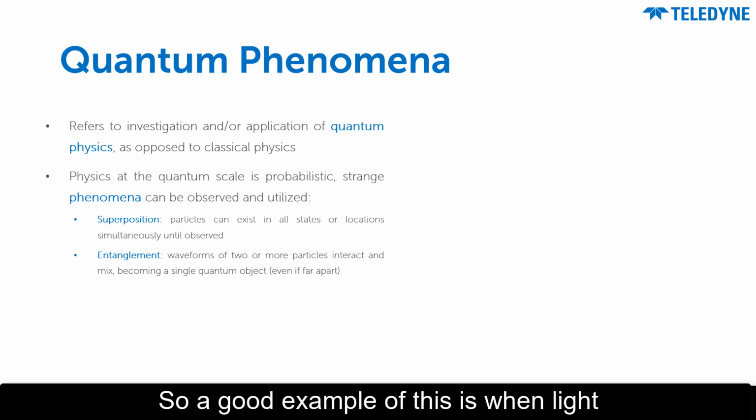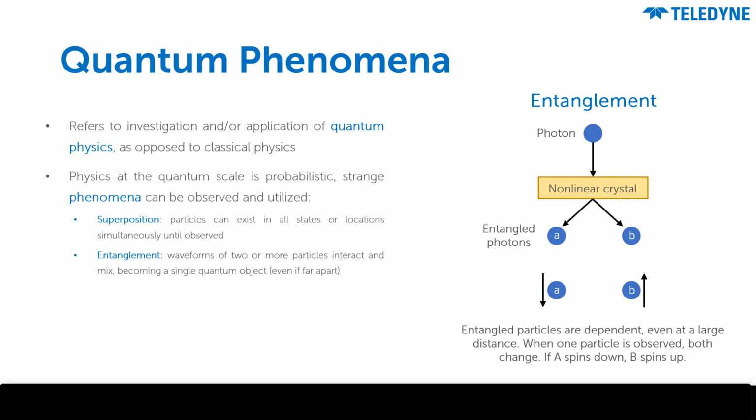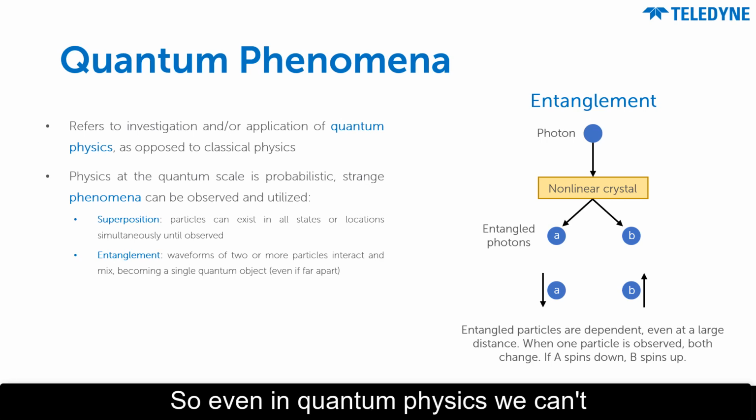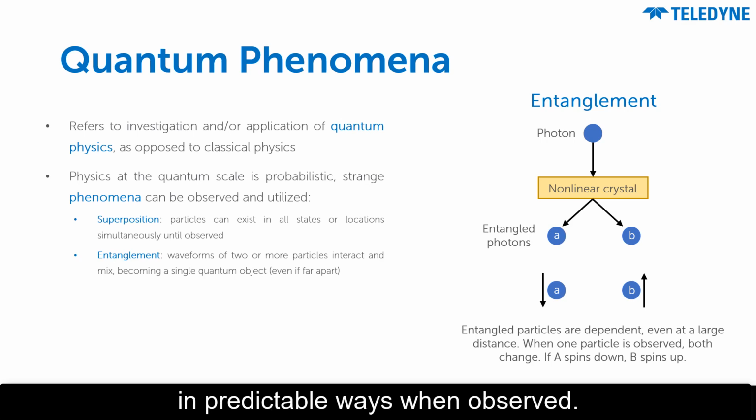So a good example of this is when light passes through a non-linear crystal. A photon of light passes through a non-linear crystal and is split into two entangled photons. Here we've labeled them A and B. These entangled photons add up to the same energy as the original. So even in quantum physics, we can't generate energy out of nothing. But the two entangled photons are dependent and are able to react in predictable ways when observed.